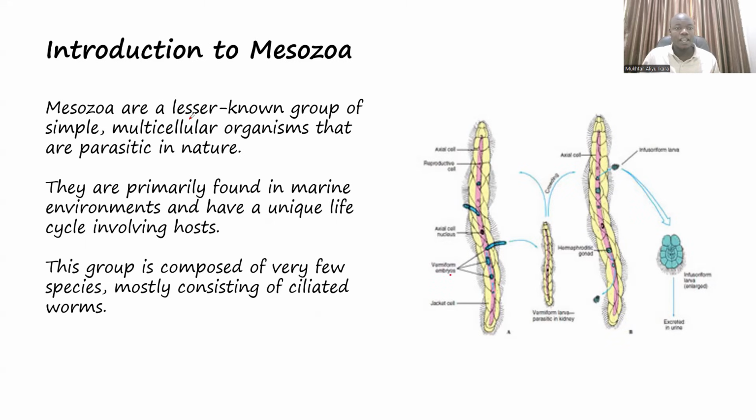So mesozoa are a lesser known group of simple multicellular organisms that are parasitic in nature. They are primarily found in marine environments, that is in water, and have a unique life cycle involving a host, that is the organism that they can cause damage in or on. This group is composed of very few species, mostly consisting of ciliated worms. So most of them are worms.